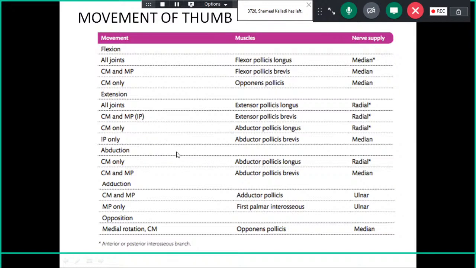Extension at all the joints is by extensor pollicis longus. We have extensor pollicis brevis and so on and so forth, right? For abduction, we have abductor pollicis longus and brevis at different joints where the action is happening. Okay.